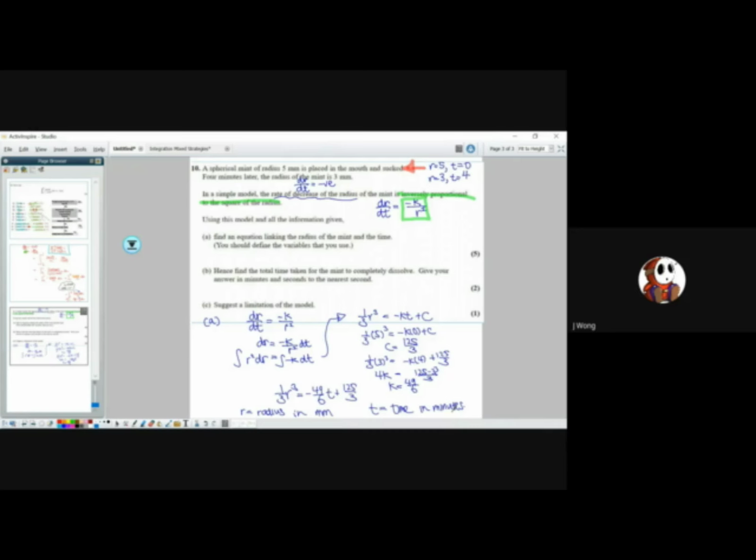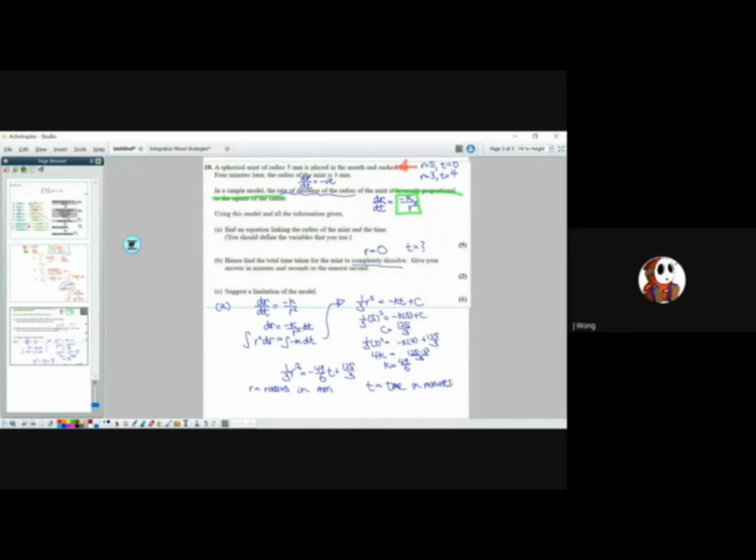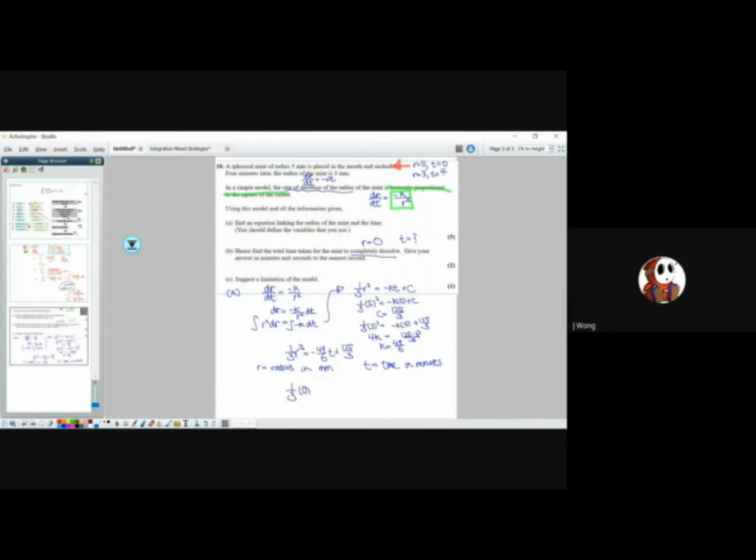So find the total time taken for the mint to completely dissolve. So you would like to utilize the formula that you have linking r and t and solve the question. So they tell you that it's totally dissolved. So that means it is gone completely. So you could assume that r will be 0 and then solve for t. So let's do that. So you will have r equals 0. So a third bracket 0 cubed equals minus 49 over 6 t plus 125 over 3. So you'll have 49 over 6 t equals 125 over 3. And you solve for t.